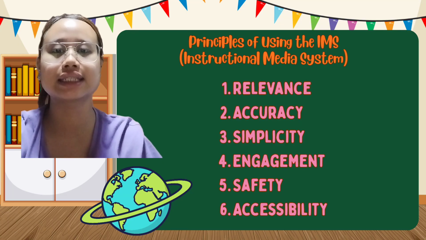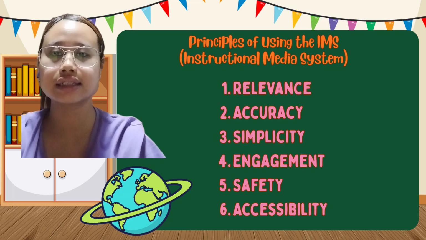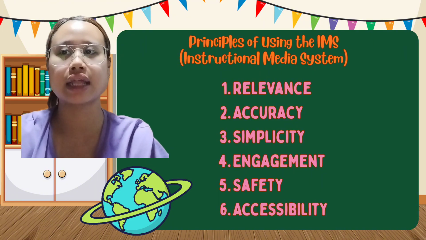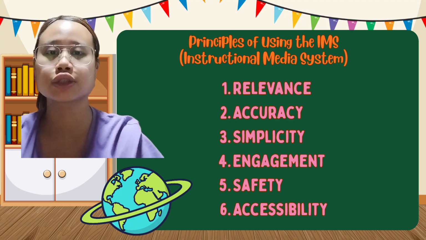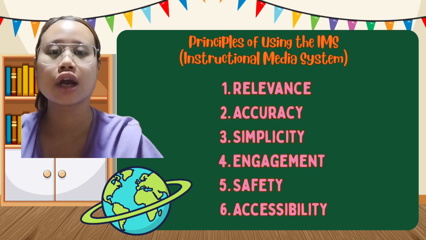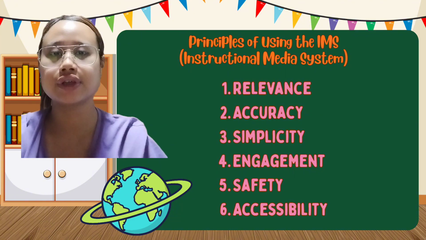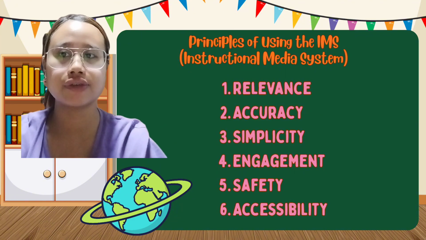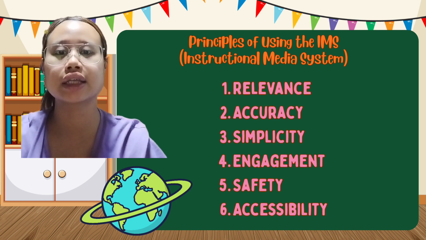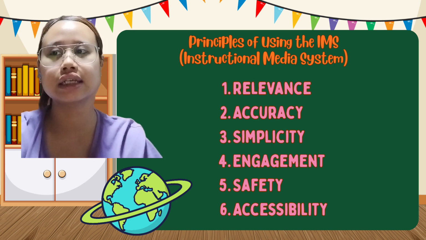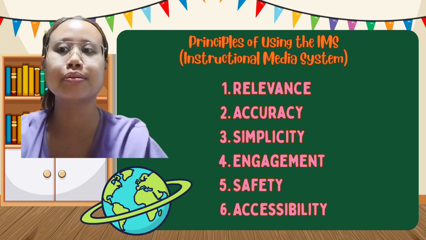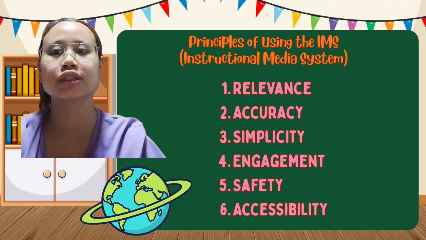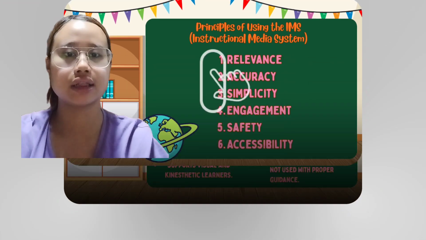Third is simplicity. Avoid too many details that can confuse learners. Fourth is engagement. The material should attract students' attention and encourage participation. And fifth is safety. We need to make sure that the materials are safe, especially when handled by our learners. And lastly, number 6 is accessibility. Choose materials that are available, easy to use, and suitable for the grade level.